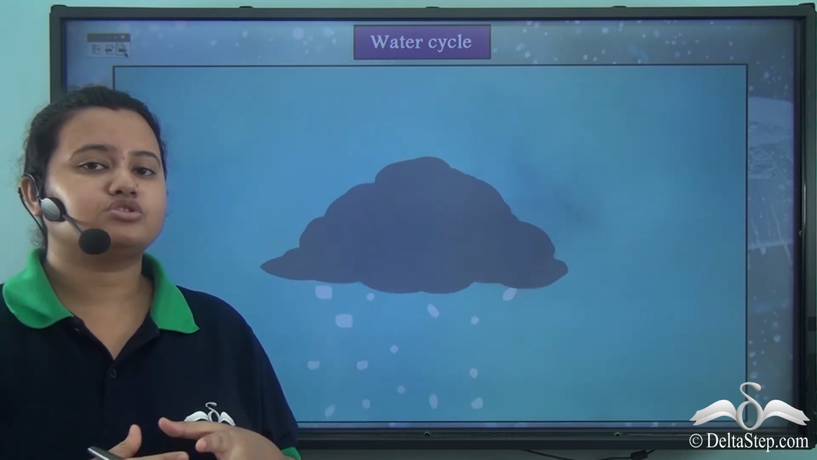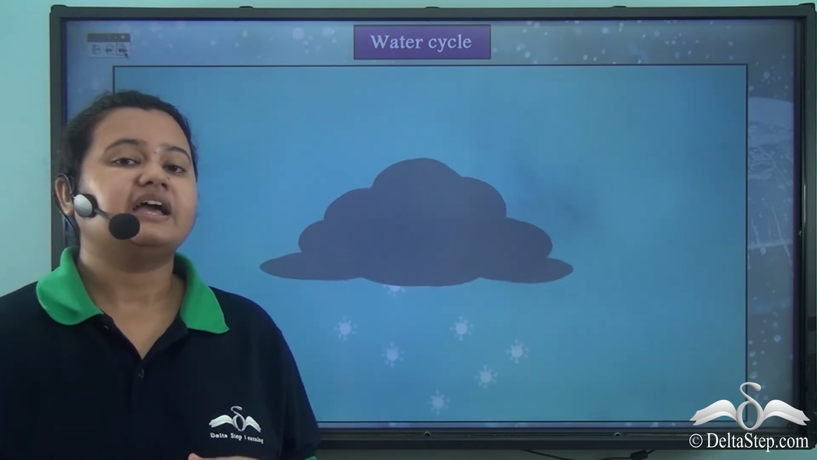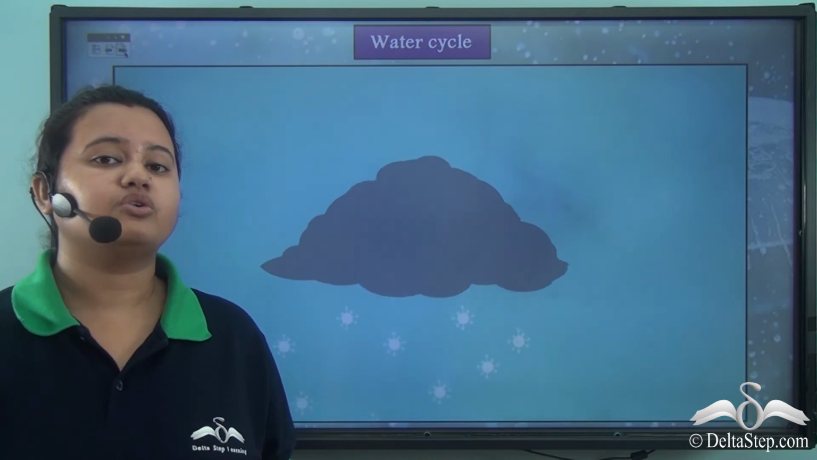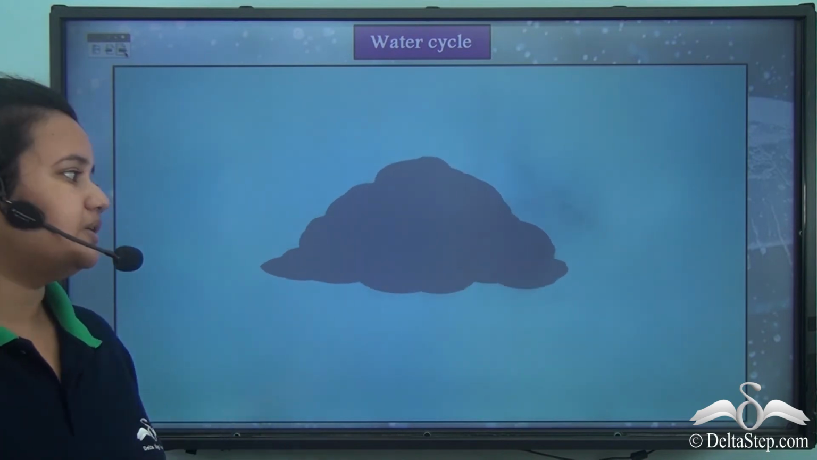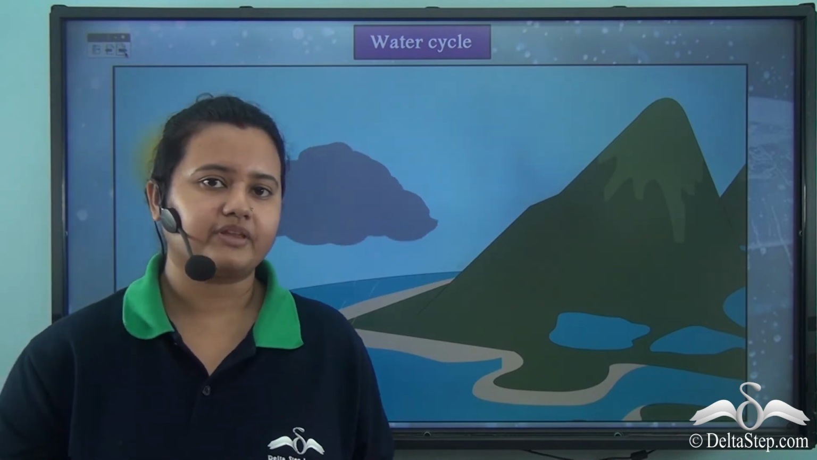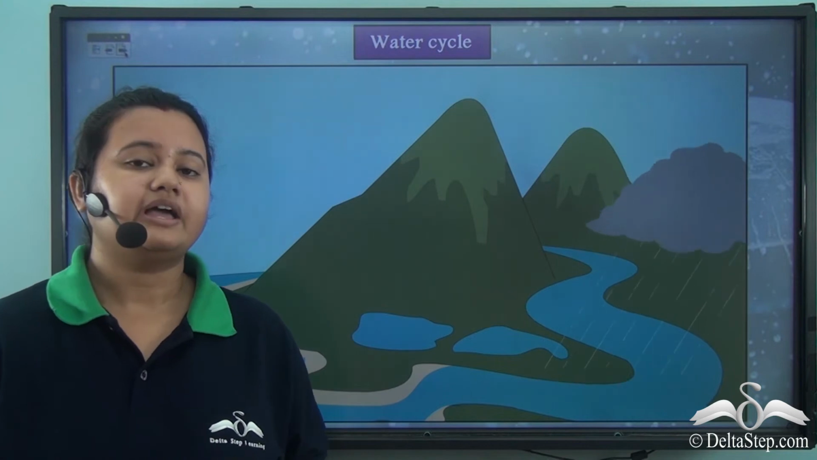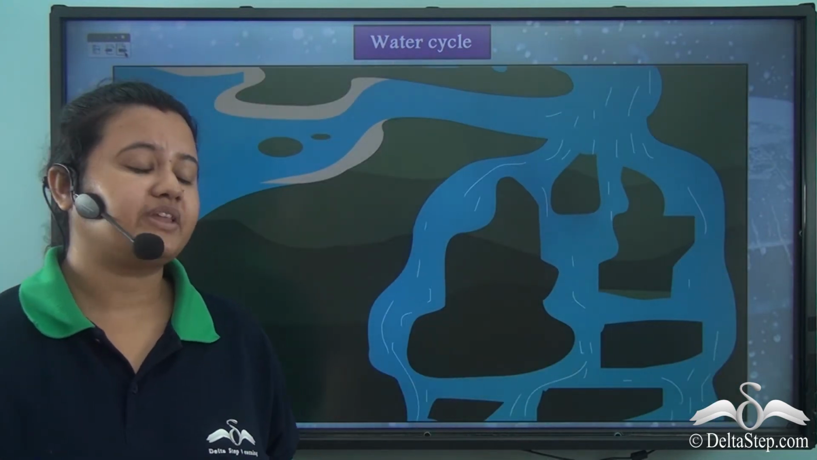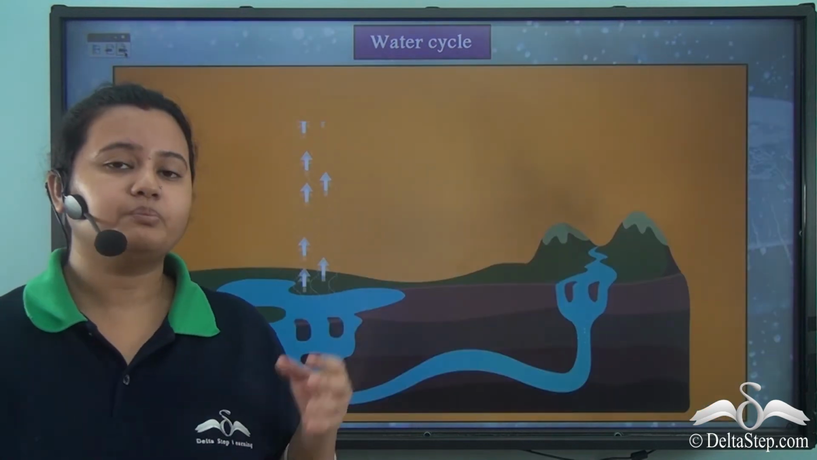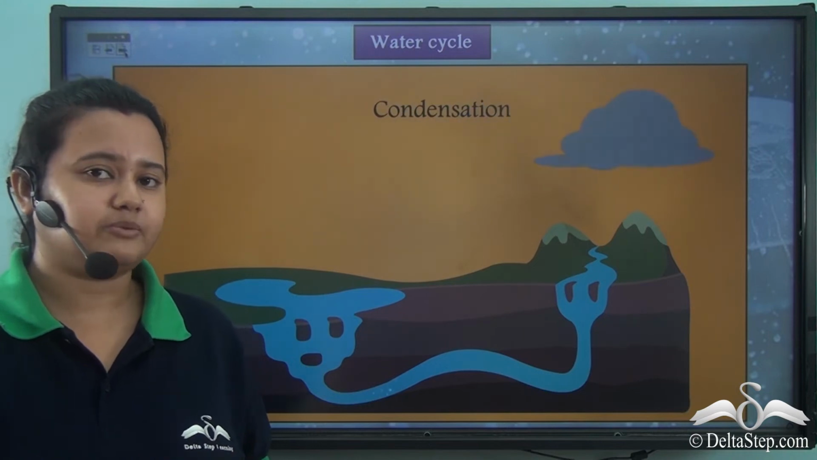The tiny water droplets eventually combine and form clouds. These clouds eventually grow in size and become larger. Then they come down as rain or snow. Now as raindrops fall on surface water, they increase the volume of surface water. This rainwater also percolates underground to replenish the groundwater table.